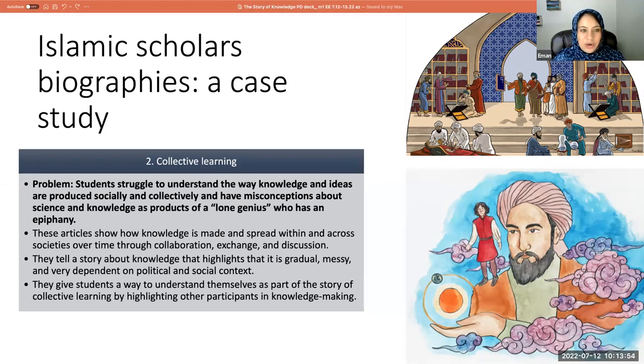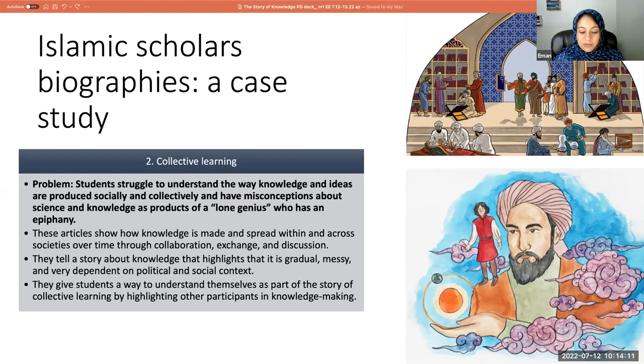So we're trying to take the story of knowledge beyond the eureka moment, beyond the aha moment, and show that, hey, knowledge builds over time, but it's also messy. It comes in fits and starts. Things get lost, they get rediscovered, they get put to new use by different people. And so the focus on collective learning really works in tandem with the first objective.